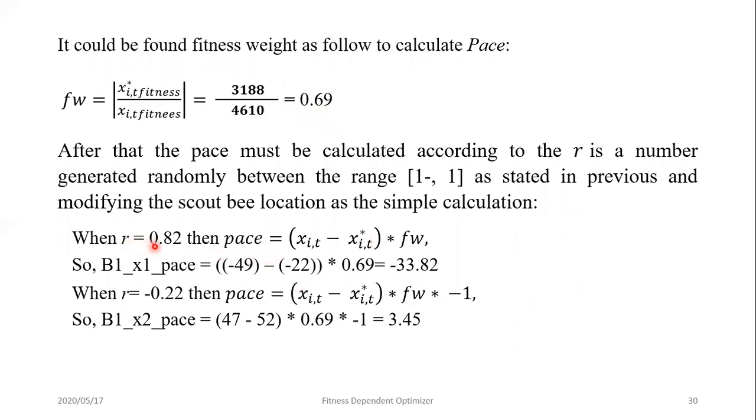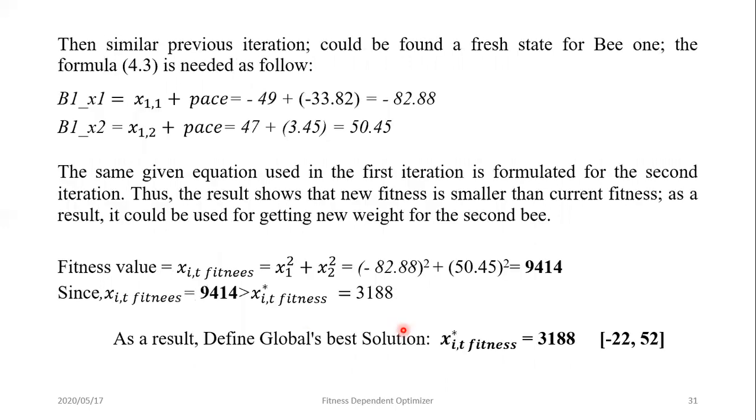Through the 3 equations that we have, we randomly toss R between -1 and 1, we get this value, and we try to get the new position for B1, and for the second dimension for B1, new position. So these are two values. We plug them into equation 1, we will find the new position for B1 and B2. And we plug them into the fitness equation. We will find the fitness for B1, search agent 1, this much, 9,414. This is higher than the global fitness that we have in the first iteration. So we will keep the previous fitness value, because 3188 obviously is less than this one. So we are not going to change.